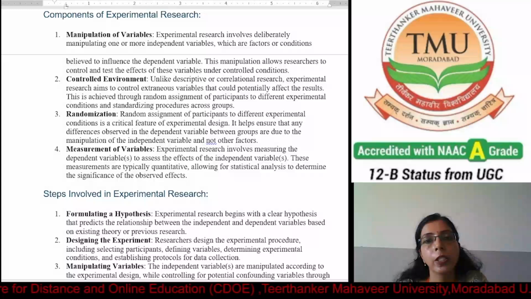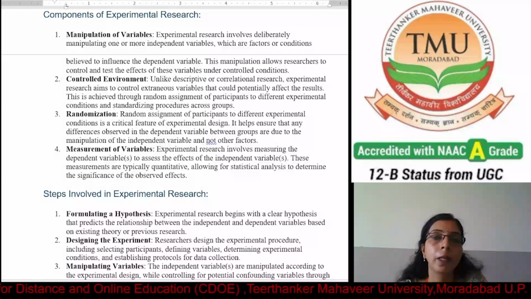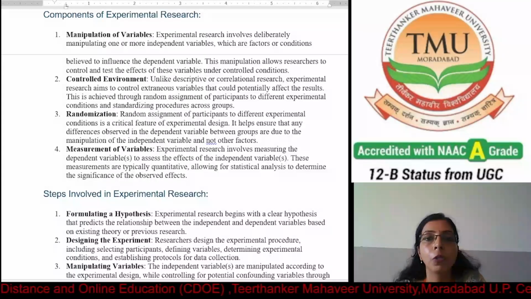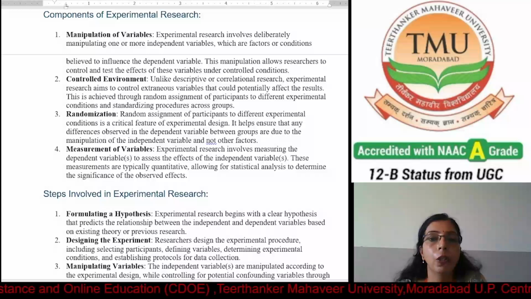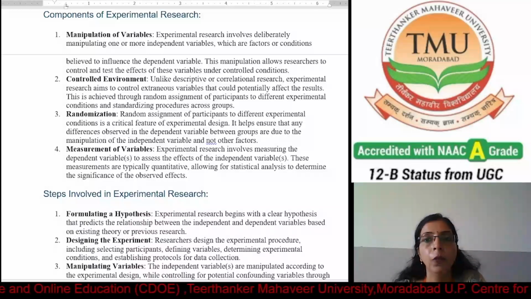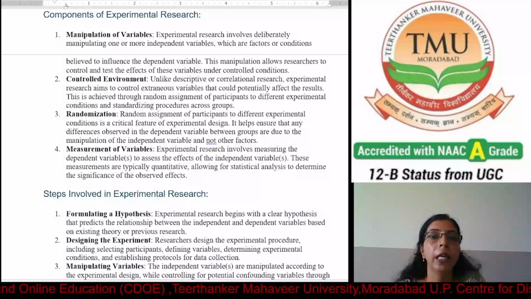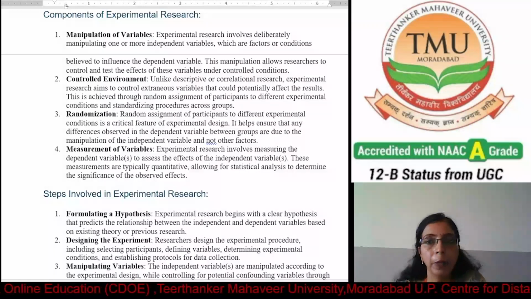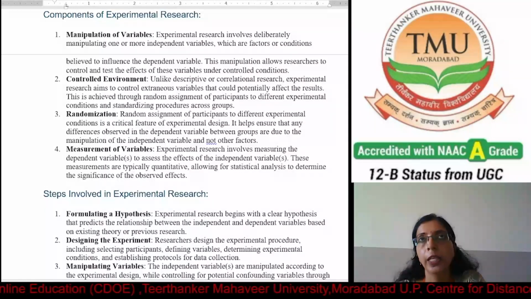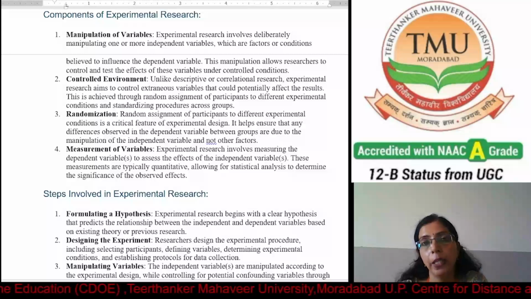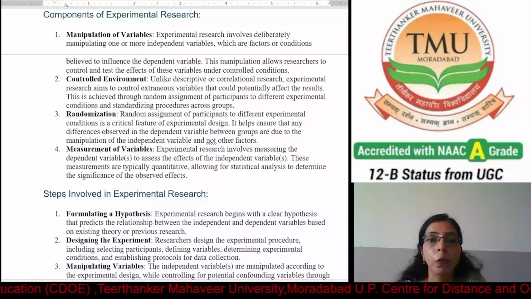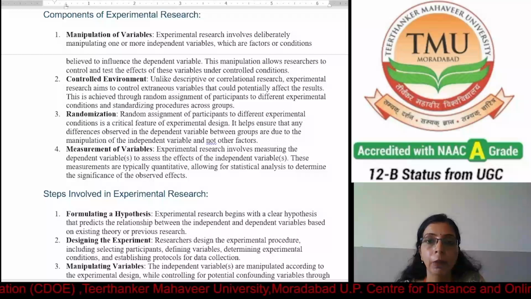The tool or instrument used for the measurement of dependent variable also contributes to the ecological validity. For instance, if a researcher uses an essay type test to measure academic achievement, what is academic achievement? It is the dependent variable. We can say that the same effect would be observed if an objective type test would be used as the measure of the dependent variable.